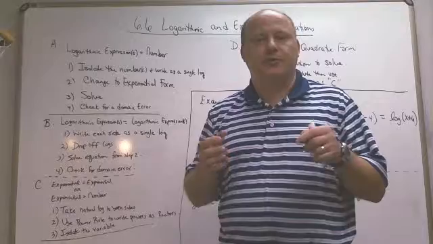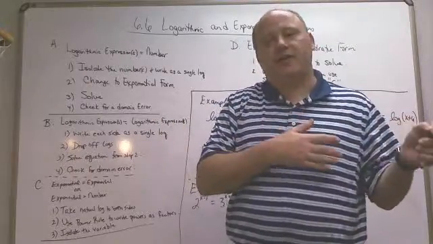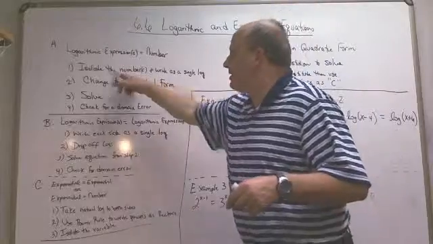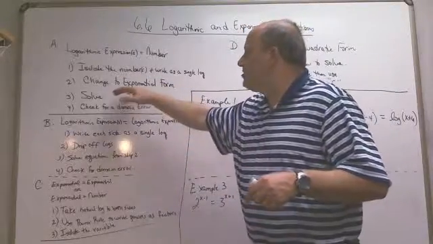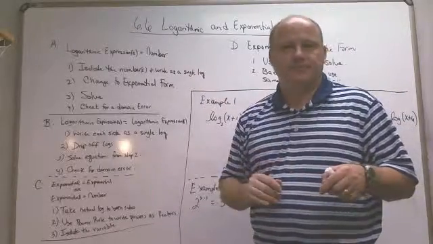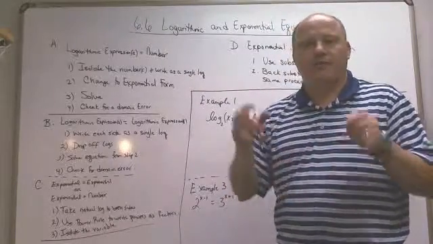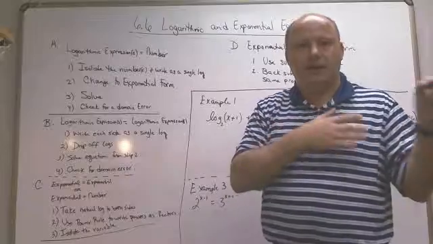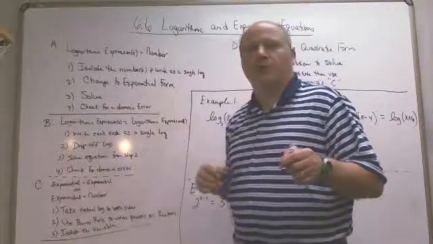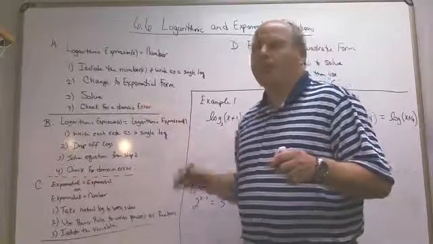So what you're going to have to do is get all the numbers on one side and all the logarithms on the other side. And that's what the first step is going to say. Then change to exponential form after you write it as a single logarithm. So when you write it as a single logarithm, you're going to have a log equaling a number. At that point you solve the equation and then check for domain errors.